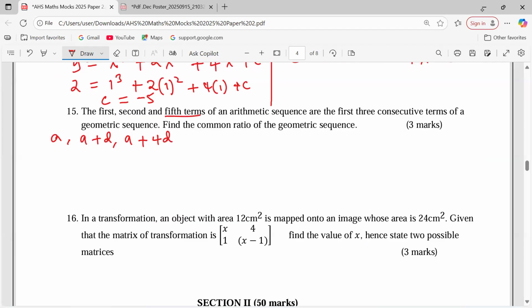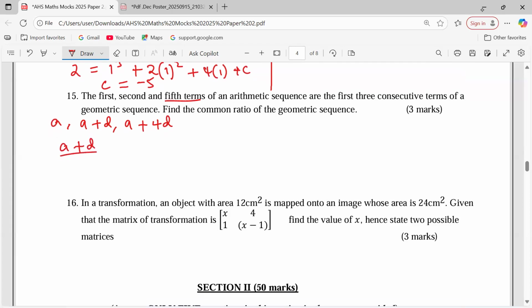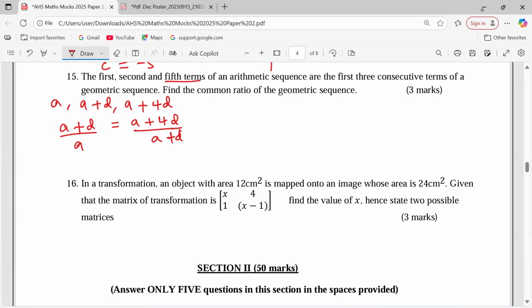Then they are forming a certain geometric sequence, meaning that when the terms are divided, they give us a certain common ratio. So when we take the value of A plus D and we divide by A, we should get the same as A plus 4D out of A plus D. A plus D that way. Cross multiplication will give us A into A plus 4D. This is equal to A plus D, this time round squared.